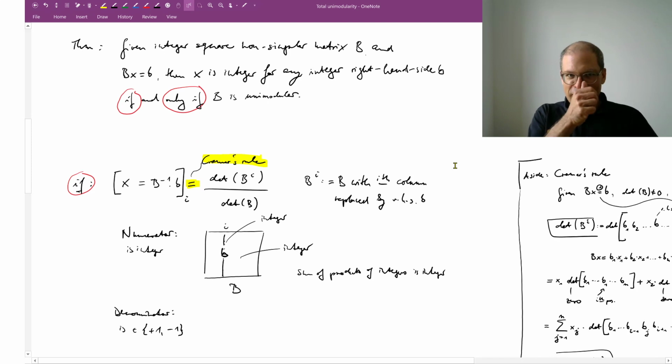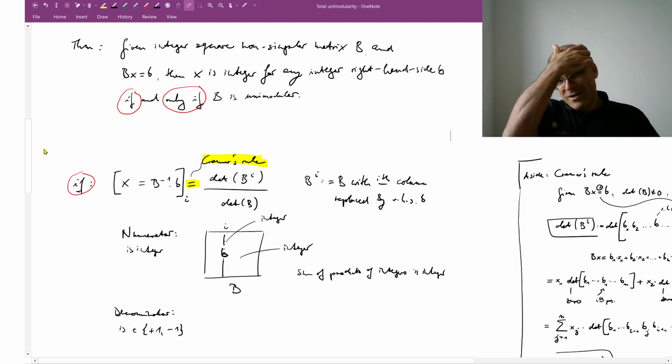So given an integer square non-singular matrix B, and if I have a linear system of equations where Bx equals b, then my solution x is integer for any right-hand side b if and only if B is unimodular. And now we need to prove the if, and we need to prove the only if.